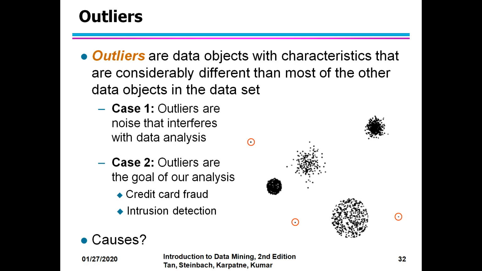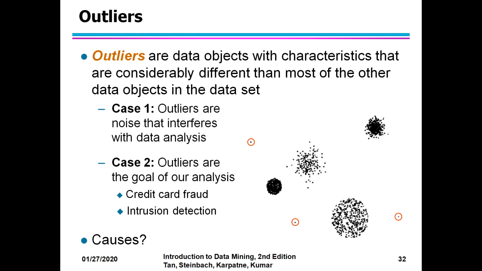Next, outliers. What is an outlier? If the value of a particular data point lies outside the boundaries that are defined, then we call it an outlier. Outliers are data objects with characteristics that are considerably different than most of the other data objects in the data set.